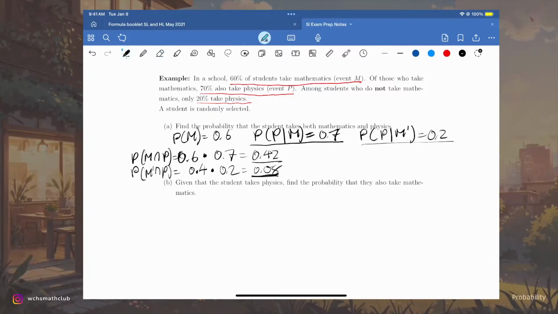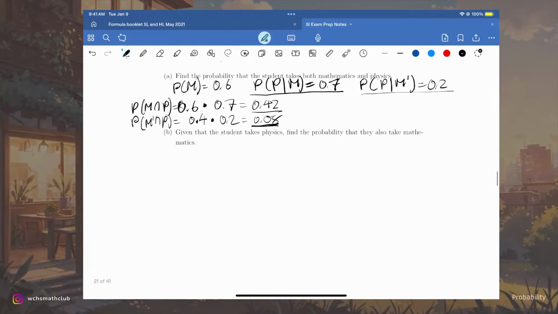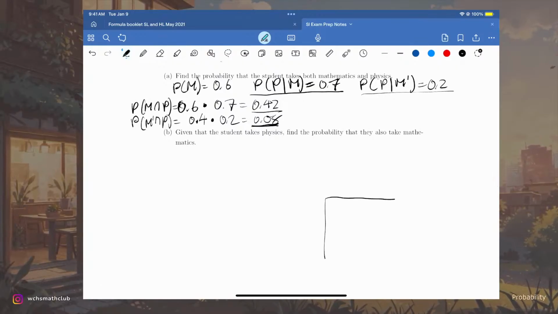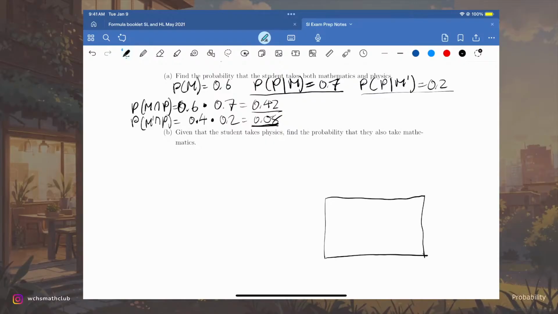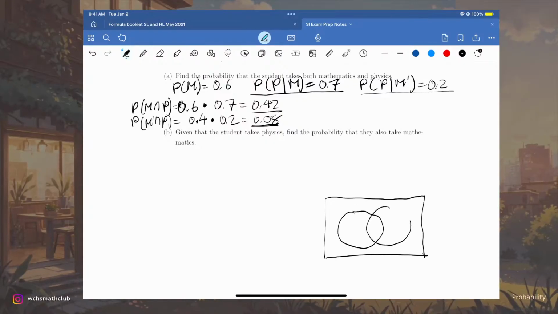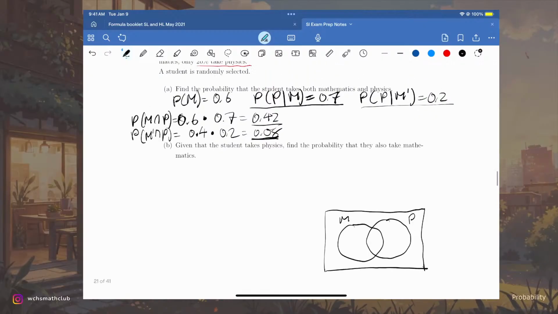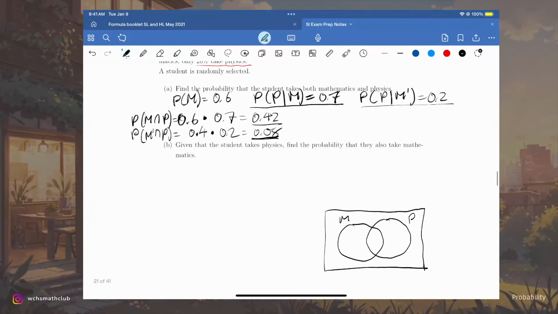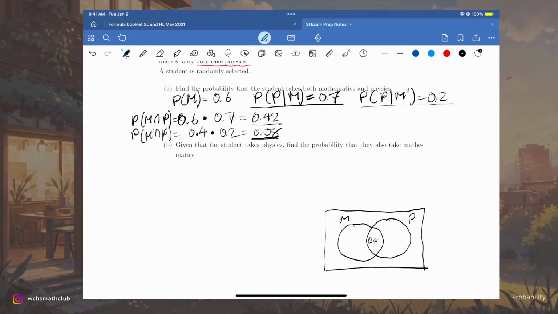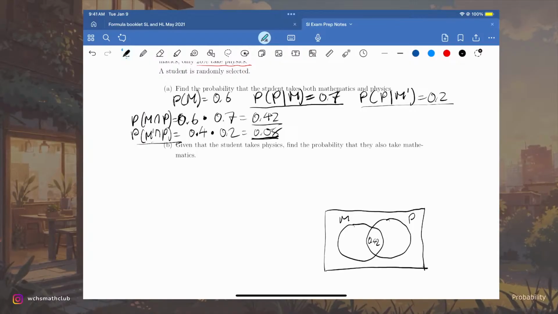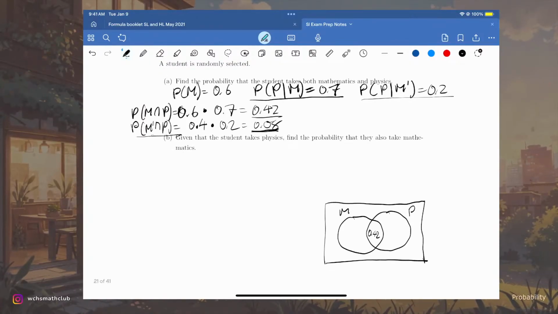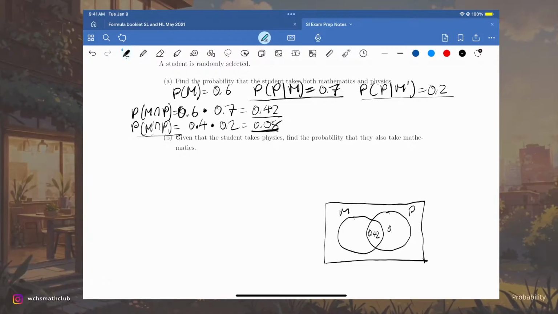And that's that probability. So now we're going to draw out the Venn diagram as before, because it's really hard to visualize what these probabilities actually mean until you get a grasp for what they look like. So first of all, M intersect P, the probability that they do mathematics and physics, is 0.42. And not math intersect physics over here is the probability that they don't do math but they do physics. So this is 0.08.